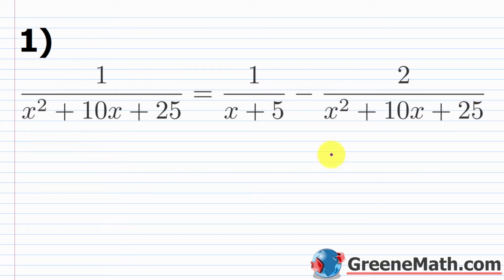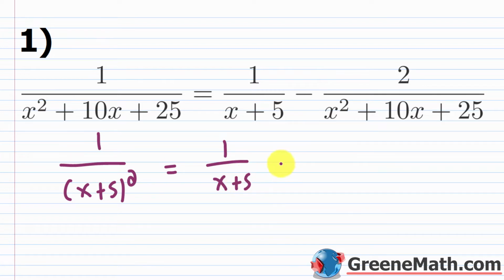So looking at this problem, first off, I would just factor everything. This x squared plus 10x plus 25, which occurs here and also here, is a perfect square trinomial. So that can be factored into x plus 5 quantity squared. So let's write 1 over x plus 5 quantity squared. And this equals 1 over x plus 5, and then minus 2 over, again, that x plus 5 quantity squared.